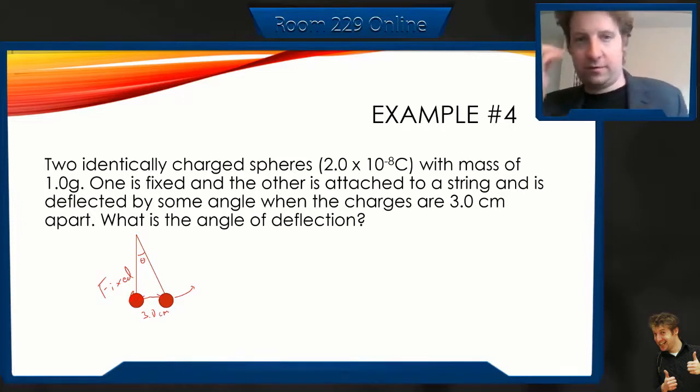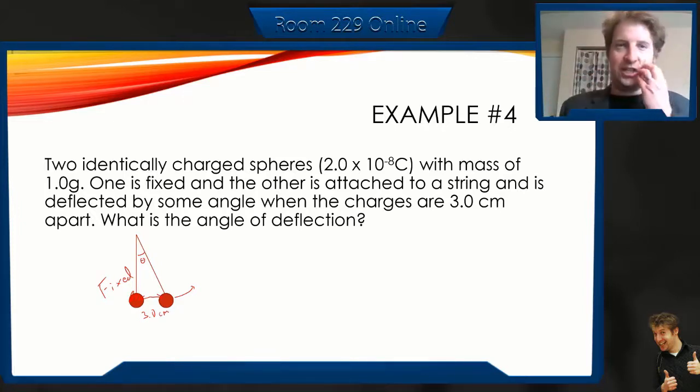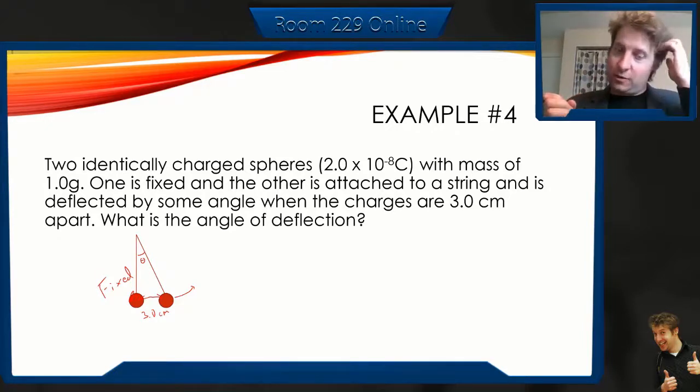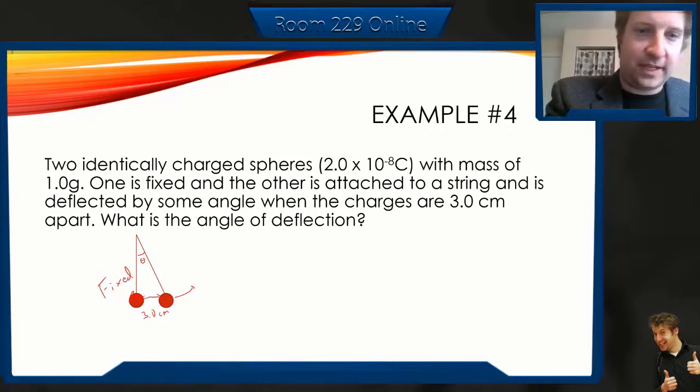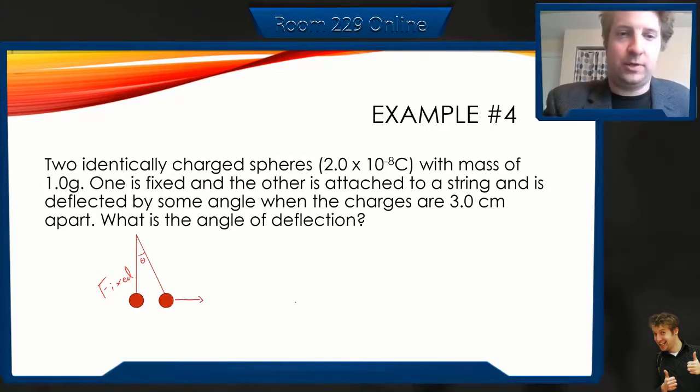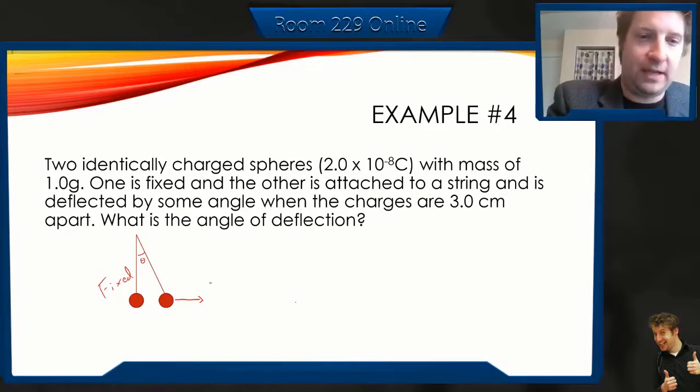There's a repulsion from the identically charged spheres. They have the same charge, so they're going to push each other apart. But they're also fighting against gravity, right? So let's think about what forces are acting here. We do know that there's going to be a repulsive force horizontally outwards. Let's call this F(U). So that force is going to be pushing everything apart.